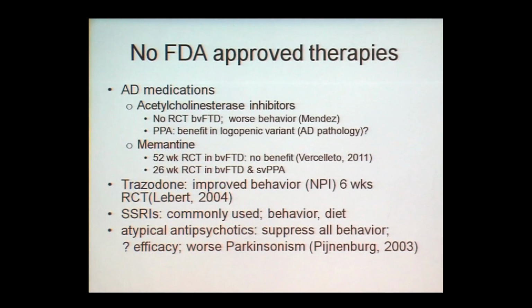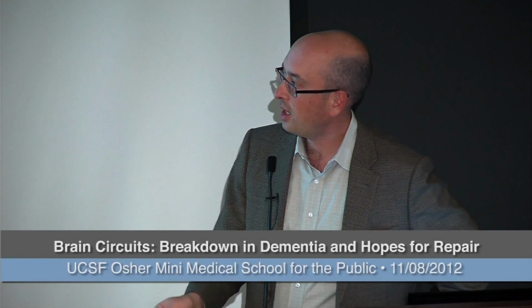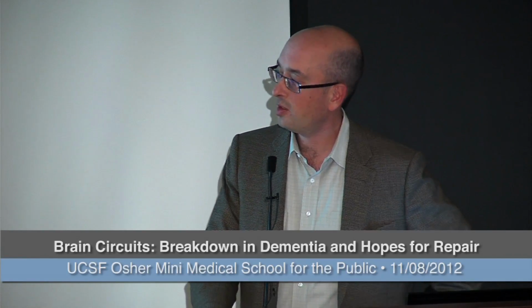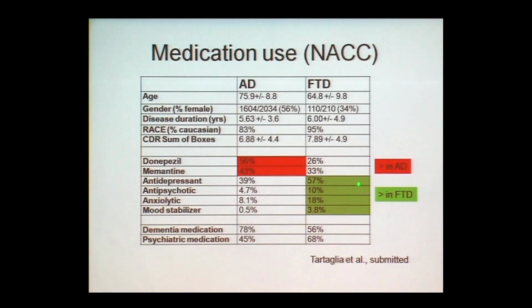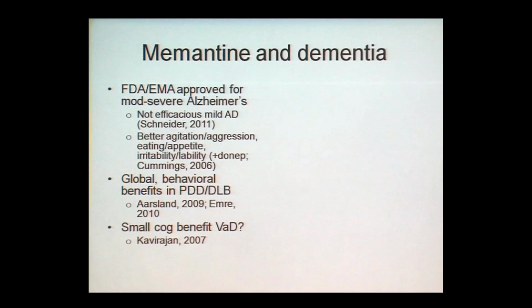Other medicines that are sometimes used are psychiatric medicines, but the one that people had the greatest hope for right now was memantine. There was a small study done in France that suggested that there was no benefit, but we just completed the largest study ever done in FTD. And as I mentioned, in the US, about 33% of FTD patients take memantine.